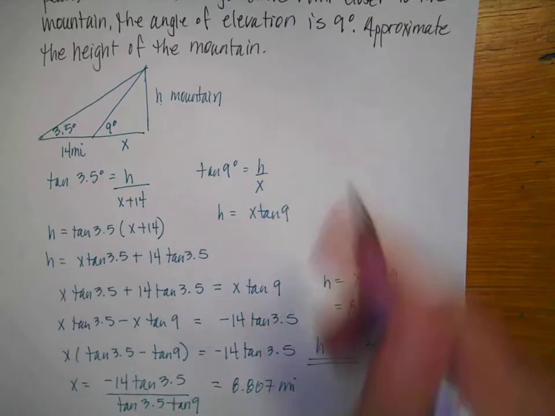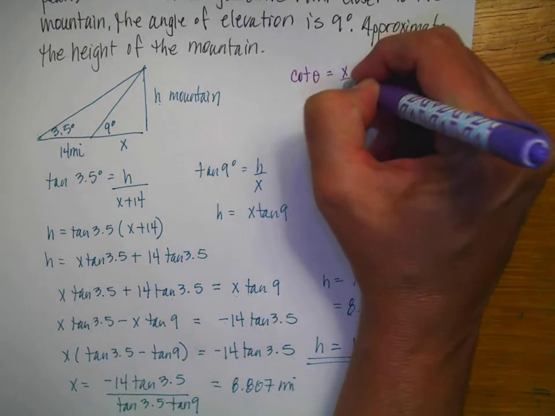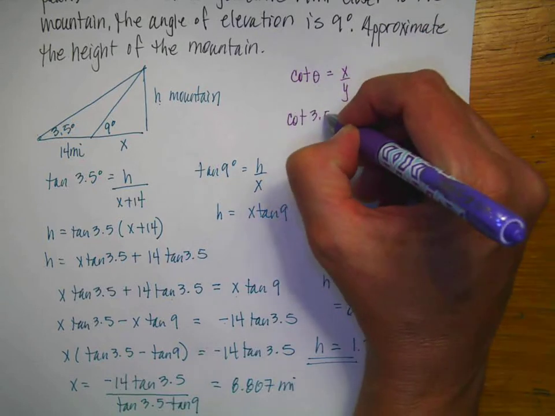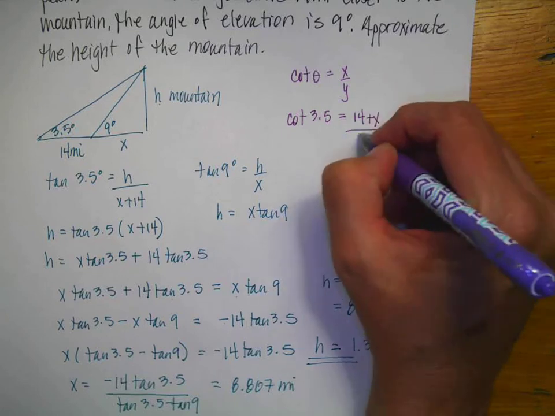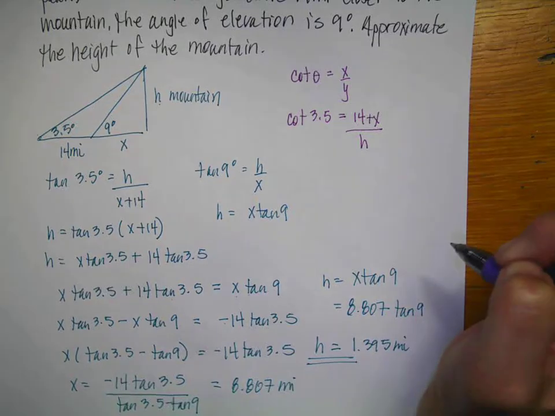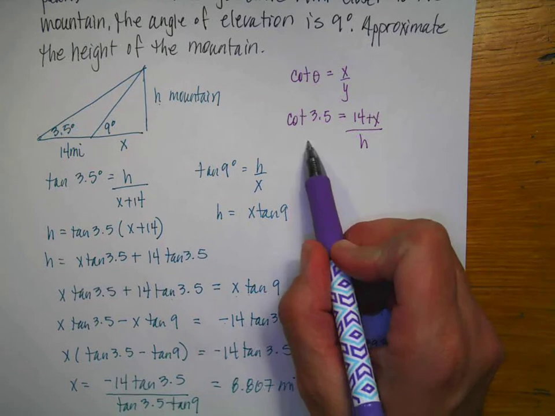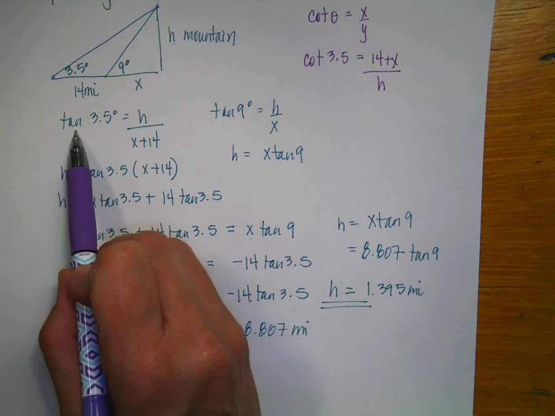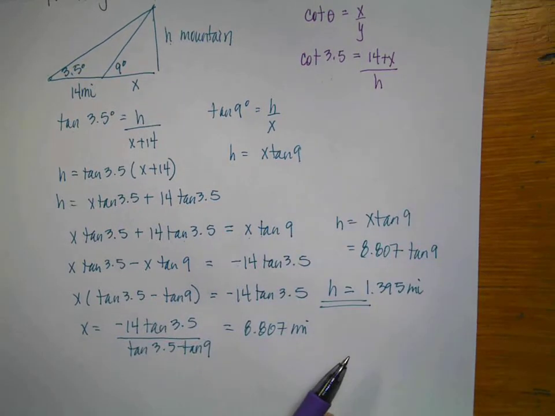You could also set this problem up with cotangent, and let me just show you that up here. I'll just talk about it a little bit. The cotangent of theta is x over y, so I could have said the cotangent of 3.5 is equal to the 14 plus x over my h. So I can solve the problem doing either tangent or cotangent. Some people are particular to cotangent. Because of all of my drafting, my default is typically tangent, so I would take this approach, but sometimes this is much more direct.